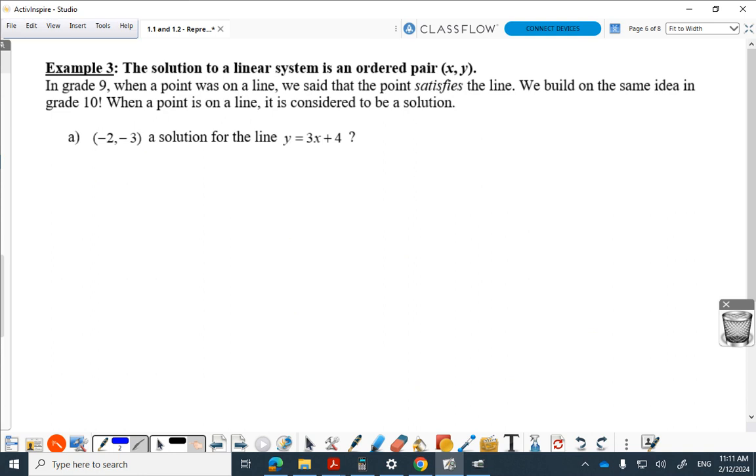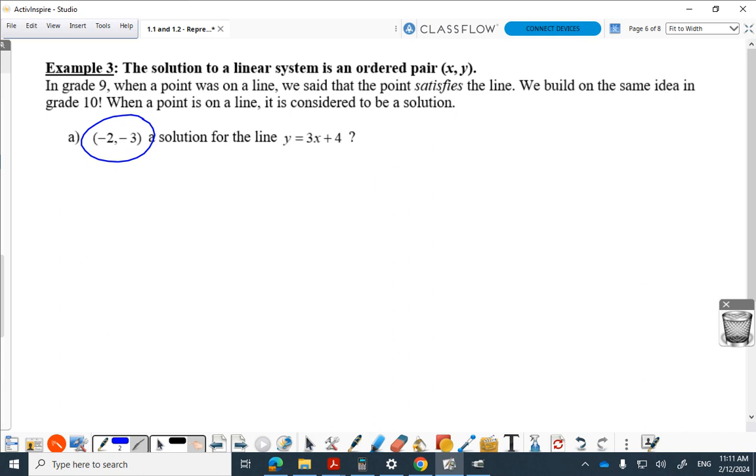Example: the solution to a linear system is an ordered pair. In grade 9, when a point was on the line, we said it satisfies the line. We build on the same idea in grade 10. When a point is on the line, it's considered to be a solution. So is (-2, -3) a solution?